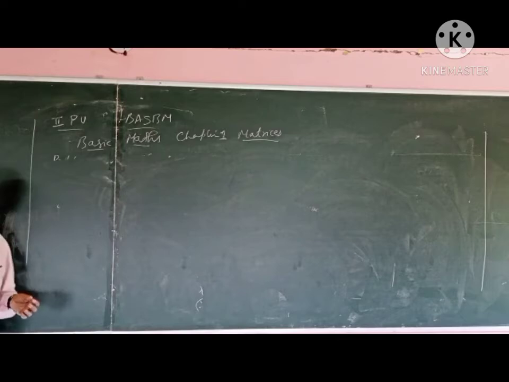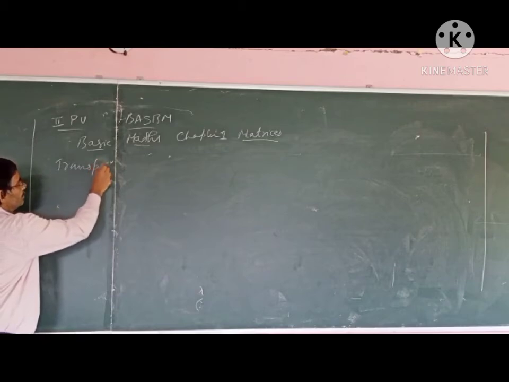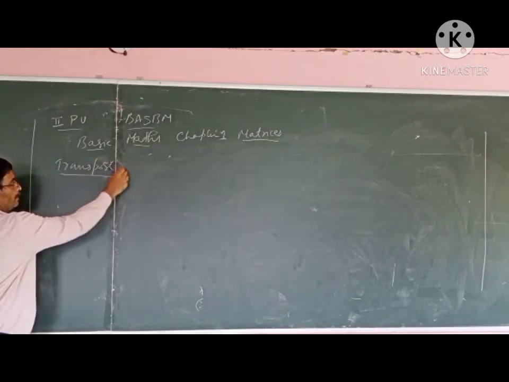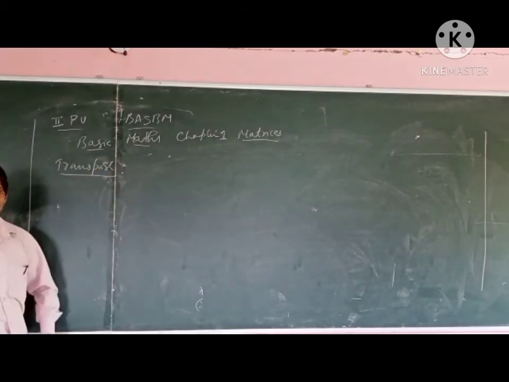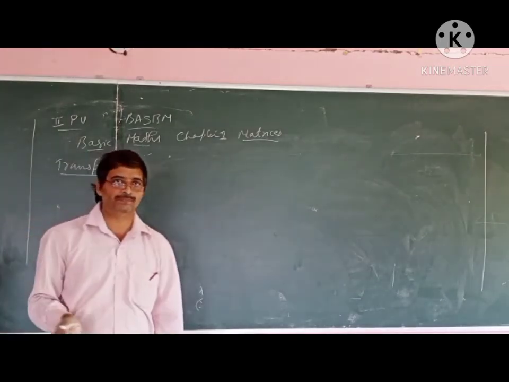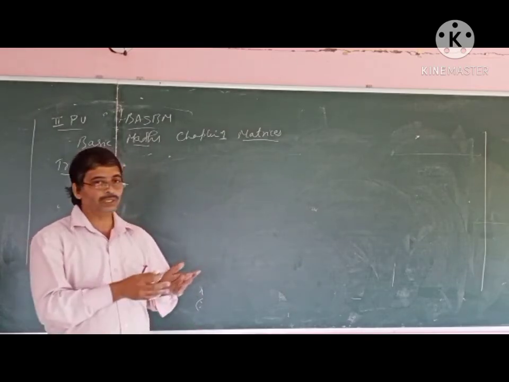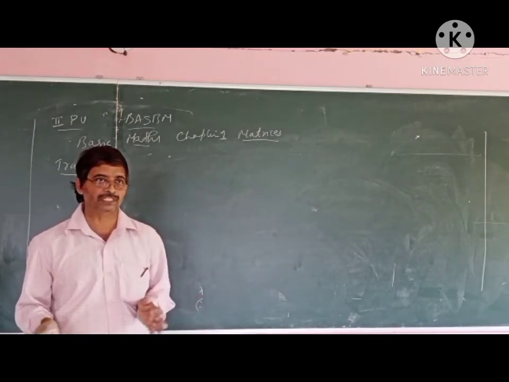Transpose. Next topic is transpose. So what do you mean by transpose? Transpose is nothing but interchange of rows and columns. So what are row elements? They will become column elements.